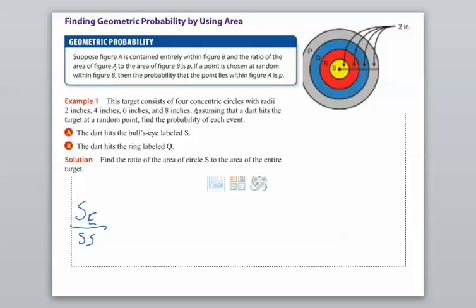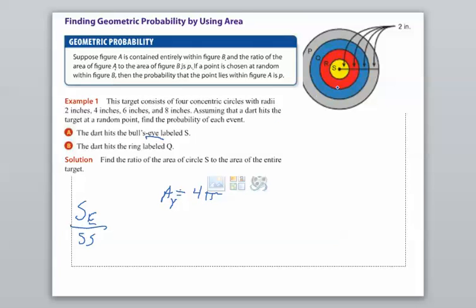So let's look at this. This target consists of 4 symmetric circles with radiuses of 2 inches, 4 inches, 6 inches and 8 inches. Assuming that a dart hits the target at a random point, what's the probability that the dart hits the bullseye? Well, we figure the area of the bullseye, it's pi r squared. So it's 2 squared, so it's 4 pi. So the area of the bullseye, the yellow, is equal to 4 pi.